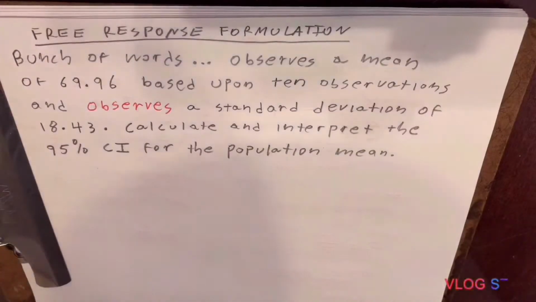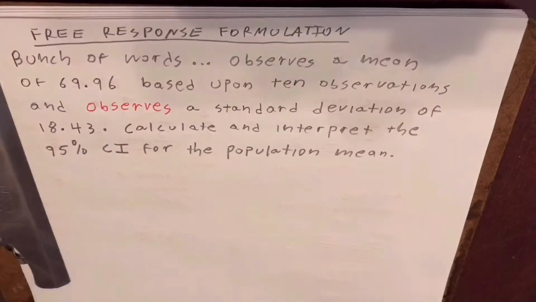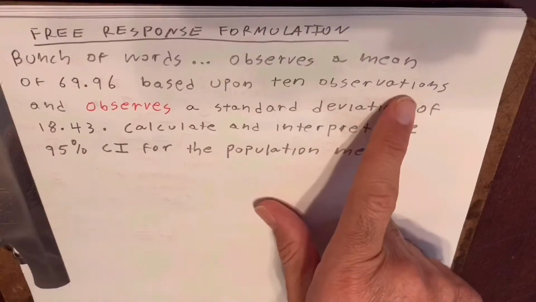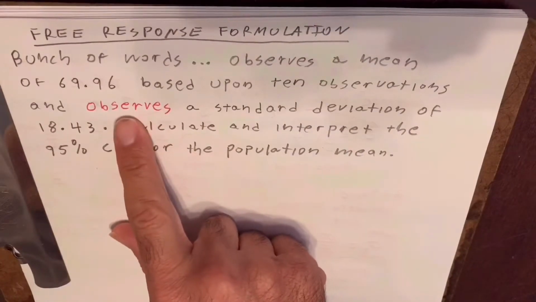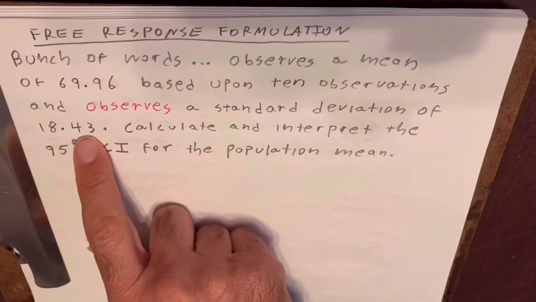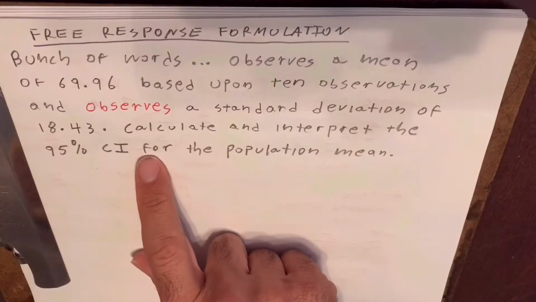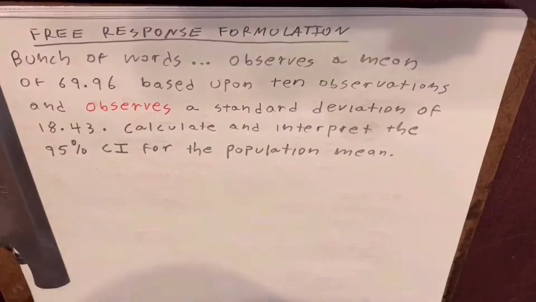So a professor who likes free response questions and likes to give partial credit and see how their students actually do things might frame it this way. You'd get a bunch of words establishing the context, and then somewhere it would say, observes a mean of, let's say, 69.96, based on, let's just say, 10 observations. And now we have this key word, observes a standard deviation of, say, 18.43. And then it's going to say, calculate and interpret the 95% confidence interval for the population mean.